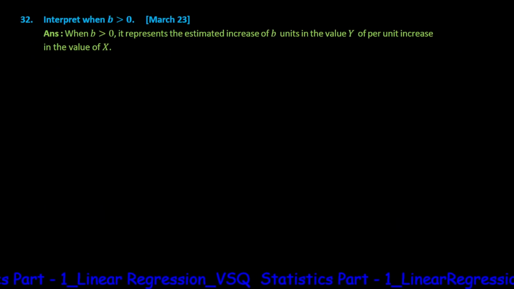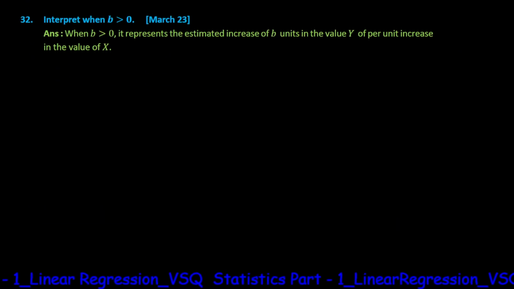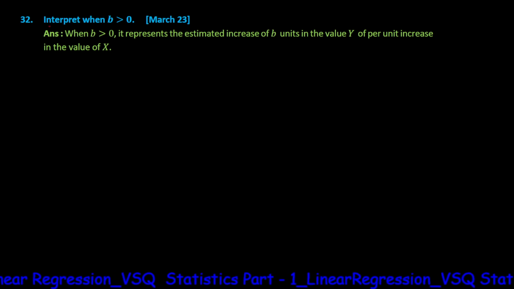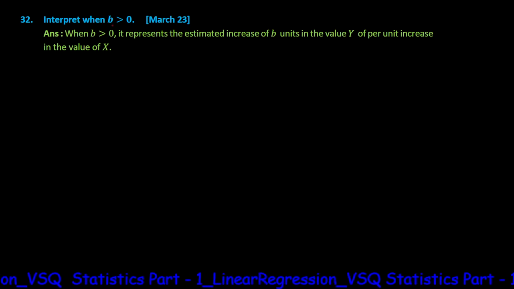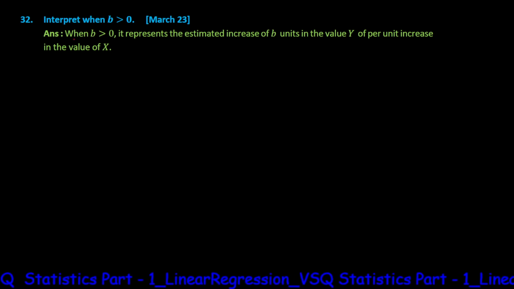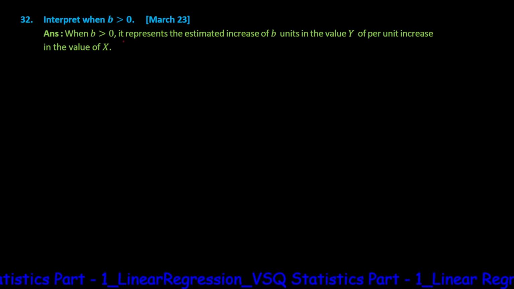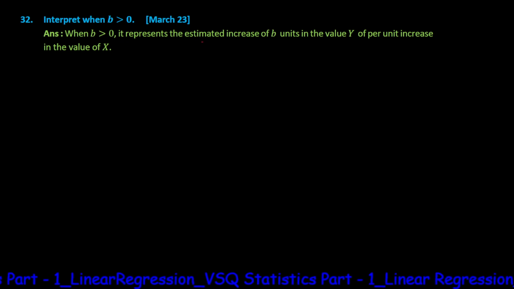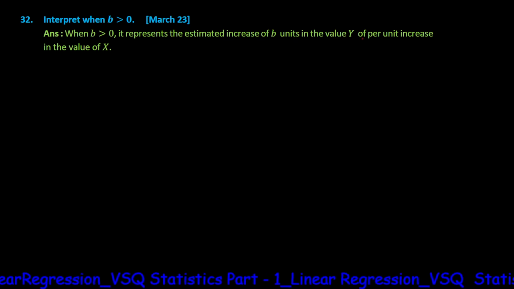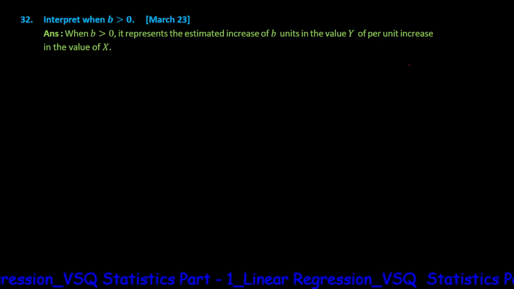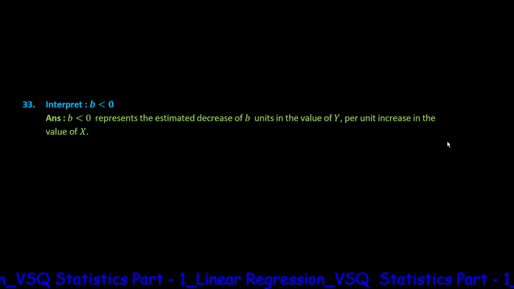Question number 32: interpret when B is greater than 0. When B is greater than 0, it represents the estimated increase of B units in the value of Y per unit increase in the value of X.